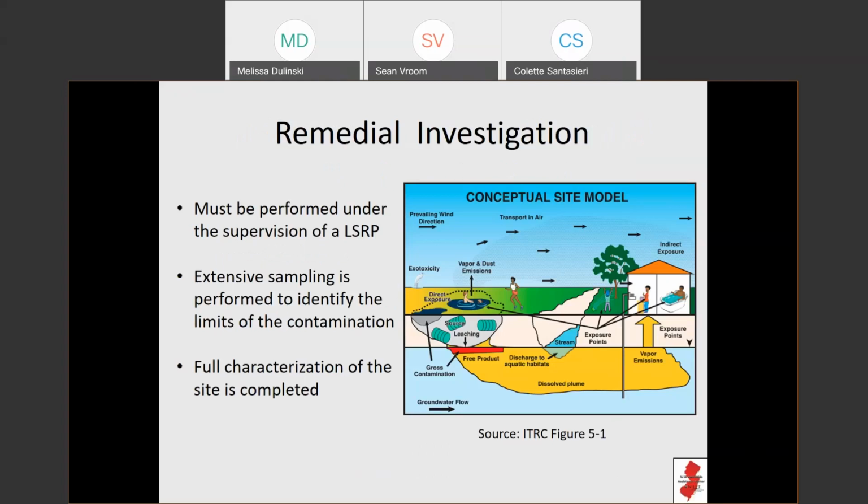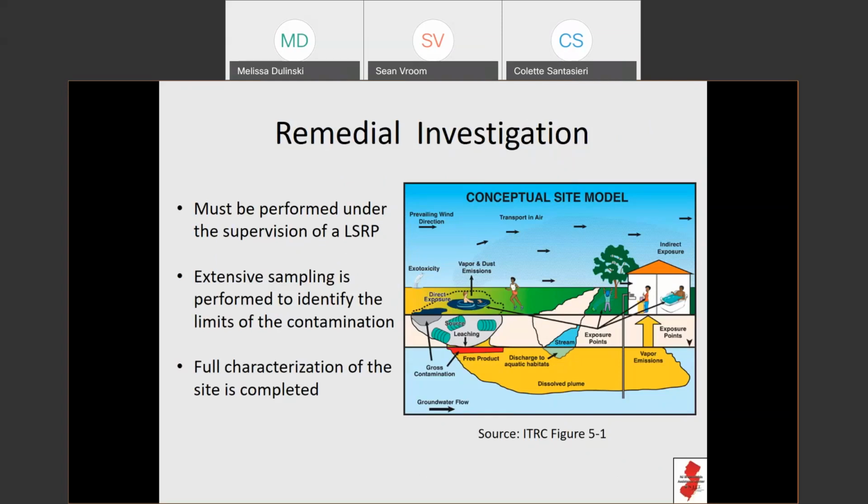So if the analysis of the samples shows contamination exists on the site above regulatory standards, then the next step is to conduct a remedial investigation. That includes more detailed sampling to fully characterize the extent of the contamination. So that's when we're collecting more samples throughout the site, collecting deeper samples in order to understand the whole picture of what's going on here.